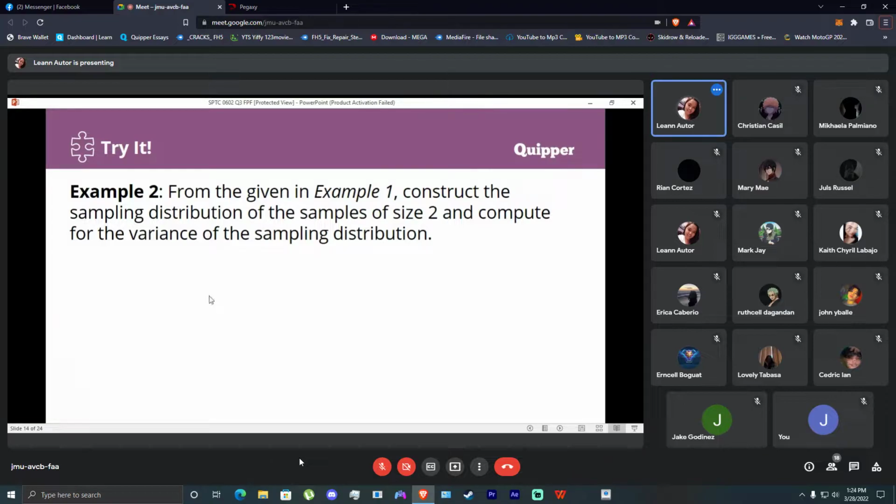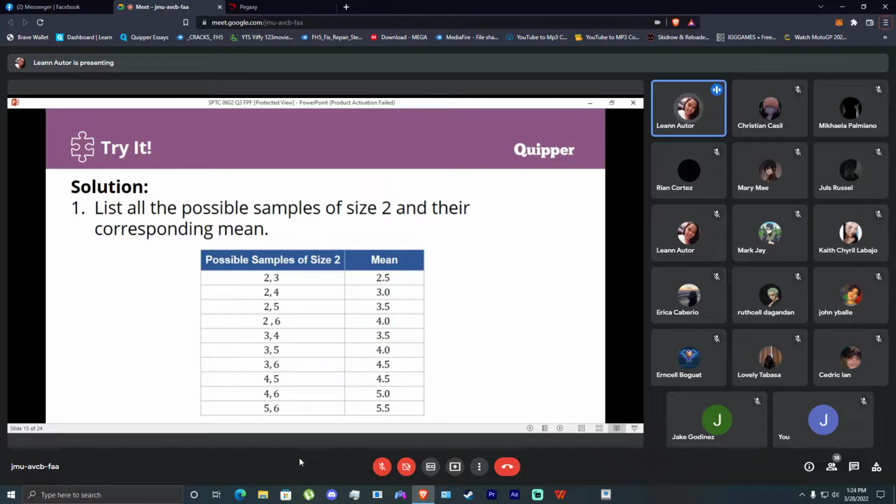Okay. So, of course, we are going to construct a table. Given in this example number 2, we are asked to use the same data in our example number 1. And then the sample size is equal to 2. Therefore, we have the possible samples of size 2. So we have 2, 3; 2, 4; 2, 5; 2, 6; 3, 4; 3, 5; 3, 6; 5, 4; 4, 5; 5, 6. Okay.